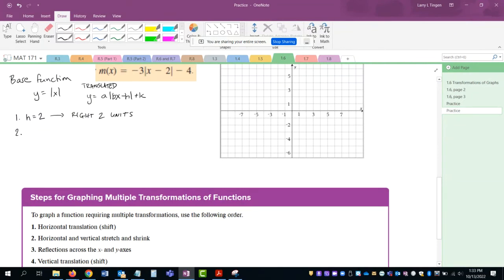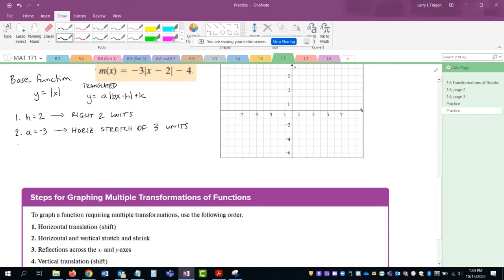Second step, horizontal and vertical stretch and shrink. I do not have a horizontal stretch or shrink because b is 0. But I do have a vertical, right? I have a vertical stretch or shrink because right out here, a is -3. Now I'm going to ignore the negative part for a second. All right. So since a is 3, this means what? I'm messing with the outside, so this is going to be a vertical stretch of 3 units. Ignore the negative for a minute.